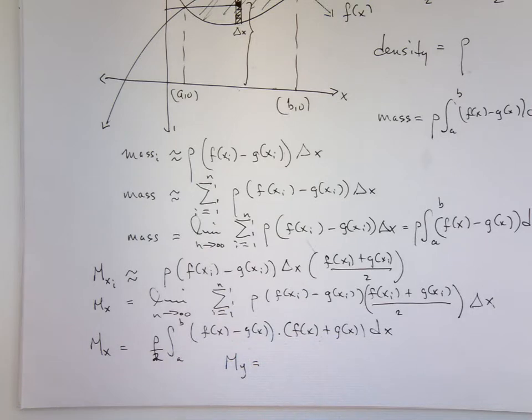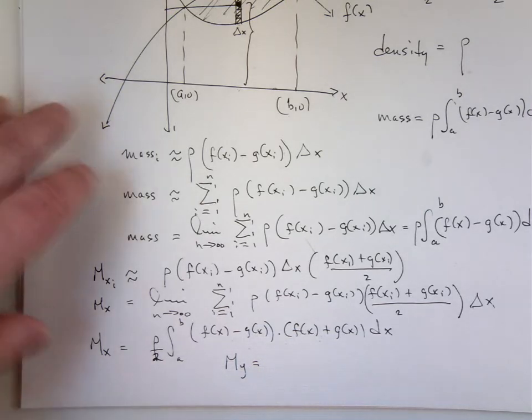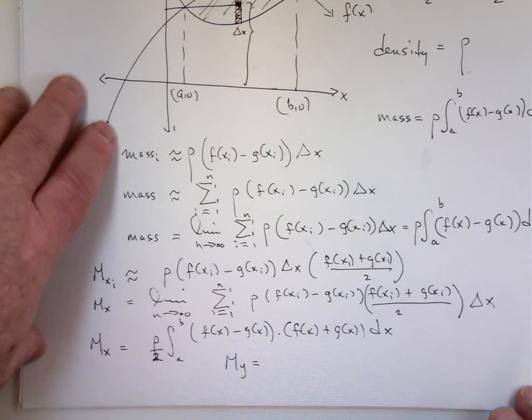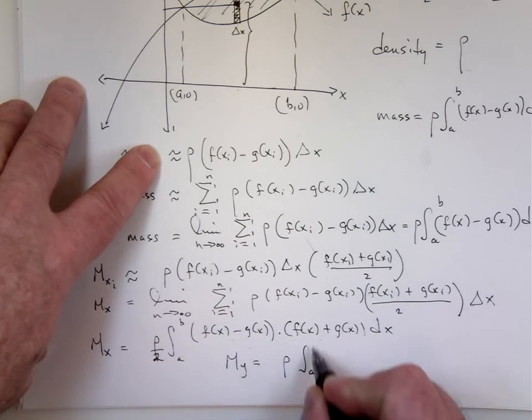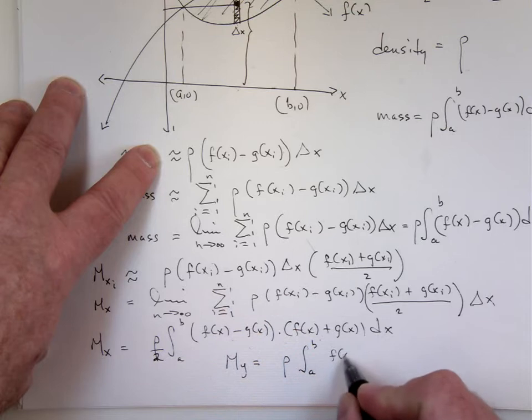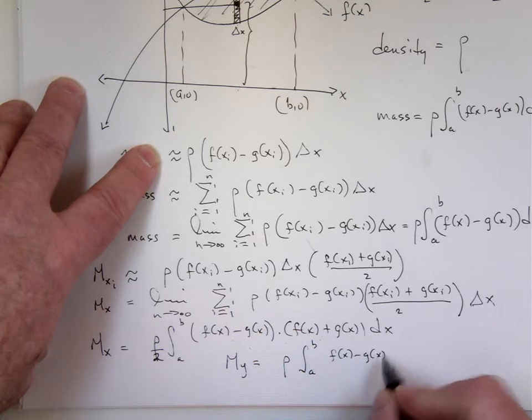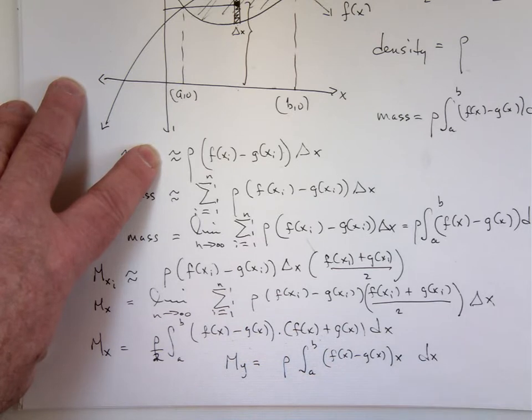Okay. So here we go. The moment from the y-axis is going to be our density function, the integral from a to b, f of x minus g of x times x dx. That's it.